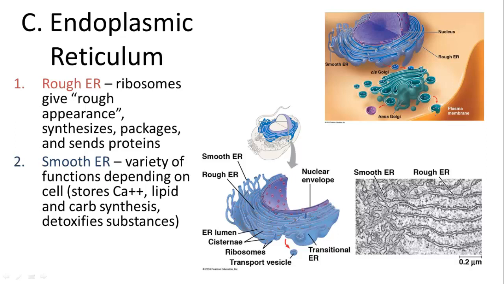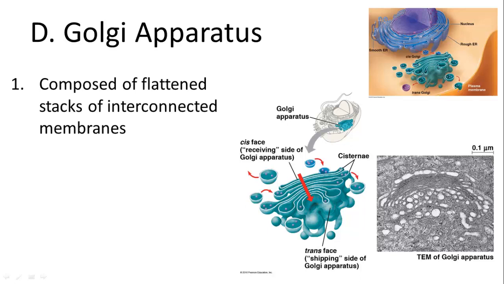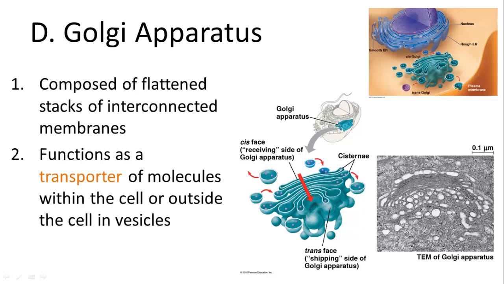It also can be for storage, such as calcium, and is an important component in lipid and carb synthesis and modification, and can also help detoxify certain substances. All right, the Golgi apparatus is similar to the smooth ER. It's also in this endomembrane network. It's composed of flattened stacks of interconnected membranes, and its principal purpose is to transport molecules within the cell or outside the cell in structures called vesicles.